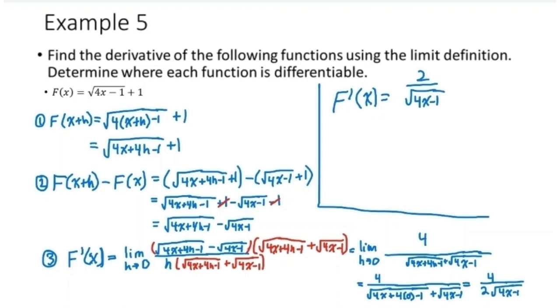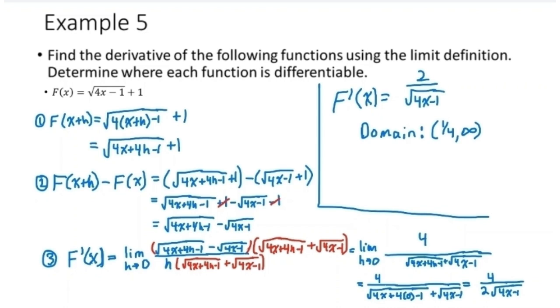Now that we found our derivative, we can determine where f of x is differentiable. If we only consider the equation we got for f prime of x, we're tempted to say that the domain of f prime of x is 1/4 to infinity. This is because we need the 4x minus 1 to be strictly positive in order for the square root operation and the division to be defined.